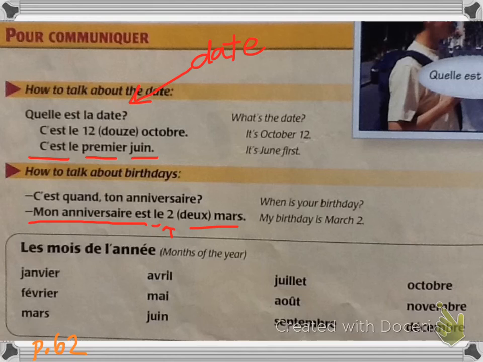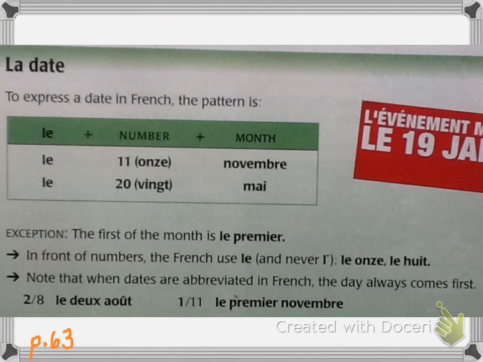So the months of the year, because you can't talk about your birthday if you can't say the month of your birth date. S'il vous plaît, répétez janvier, février, mars, avril, mai, juin, juillet, août, septembre, octobre, novembre, décembre. And then how to express the date.